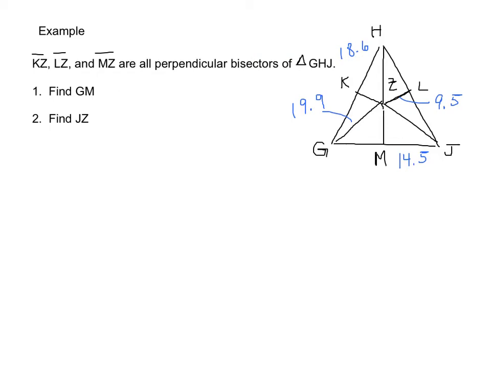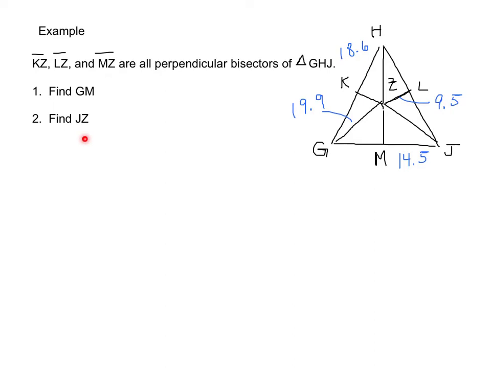Okay, our directions here tell us that, and we do have an example. We're going to see how we can use the circumcenter theorem. We have segments KZ, LZ, and MZ are all perpendicular bisectors of this triangle, triangle GHJ. So we have two things we want to do. The first is to find the length of GM. I noticed it was length because there's no bar over GM, so we want to know the length. Second is to find the length of JZ.